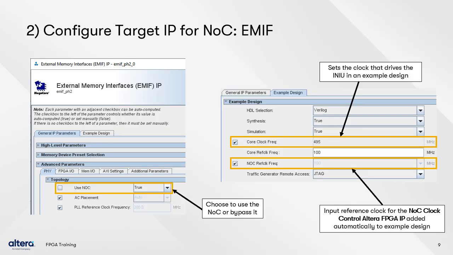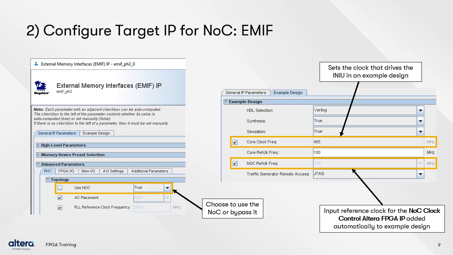Whether you use an example design or not, you must configure the target memory IP appropriately to use the NoC. Here are the parameter settings in the EMIF IP specific to doing this. First, you must set the Use NoC parameter to true. This is set to true by default, but can be set to false to bypass the NoC for EMIF access.